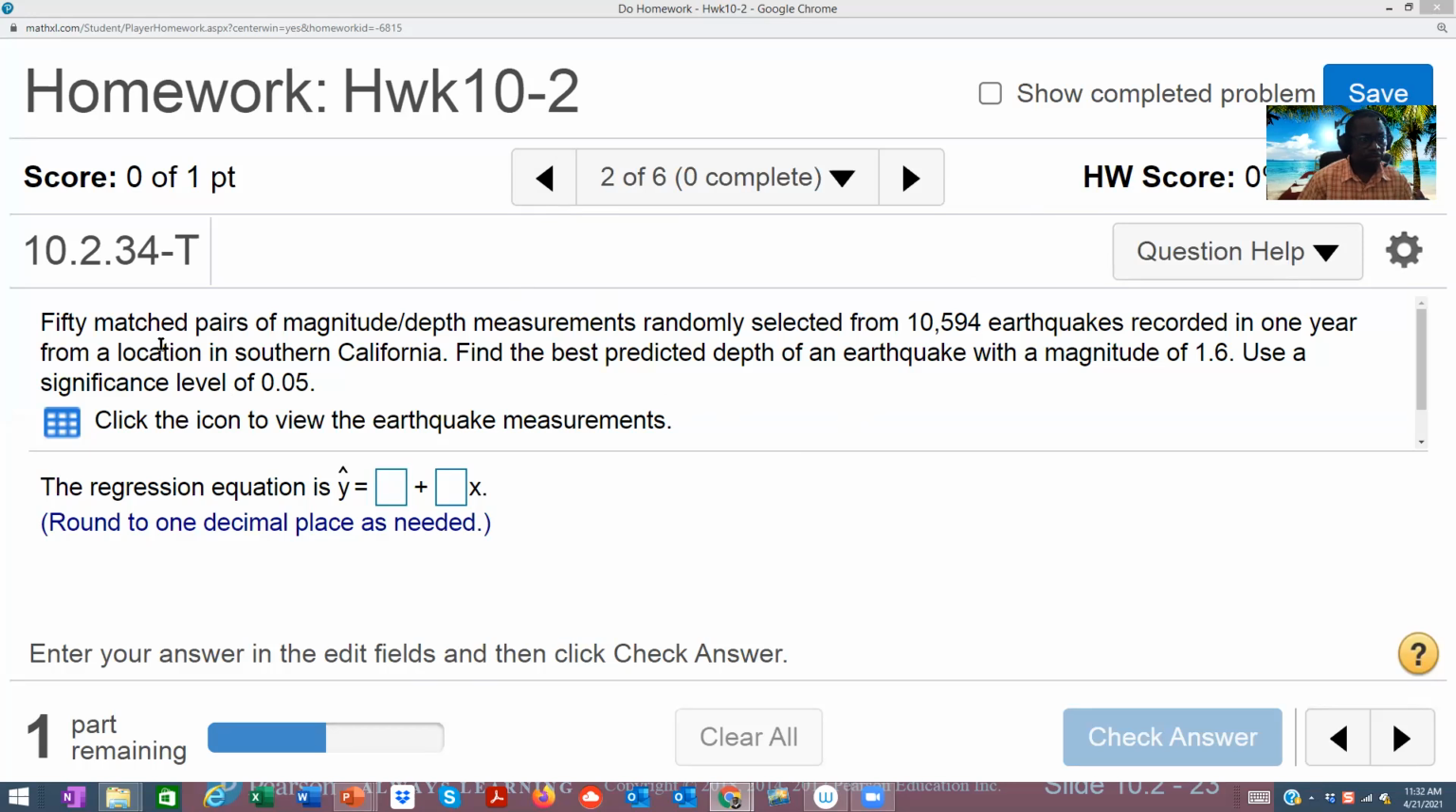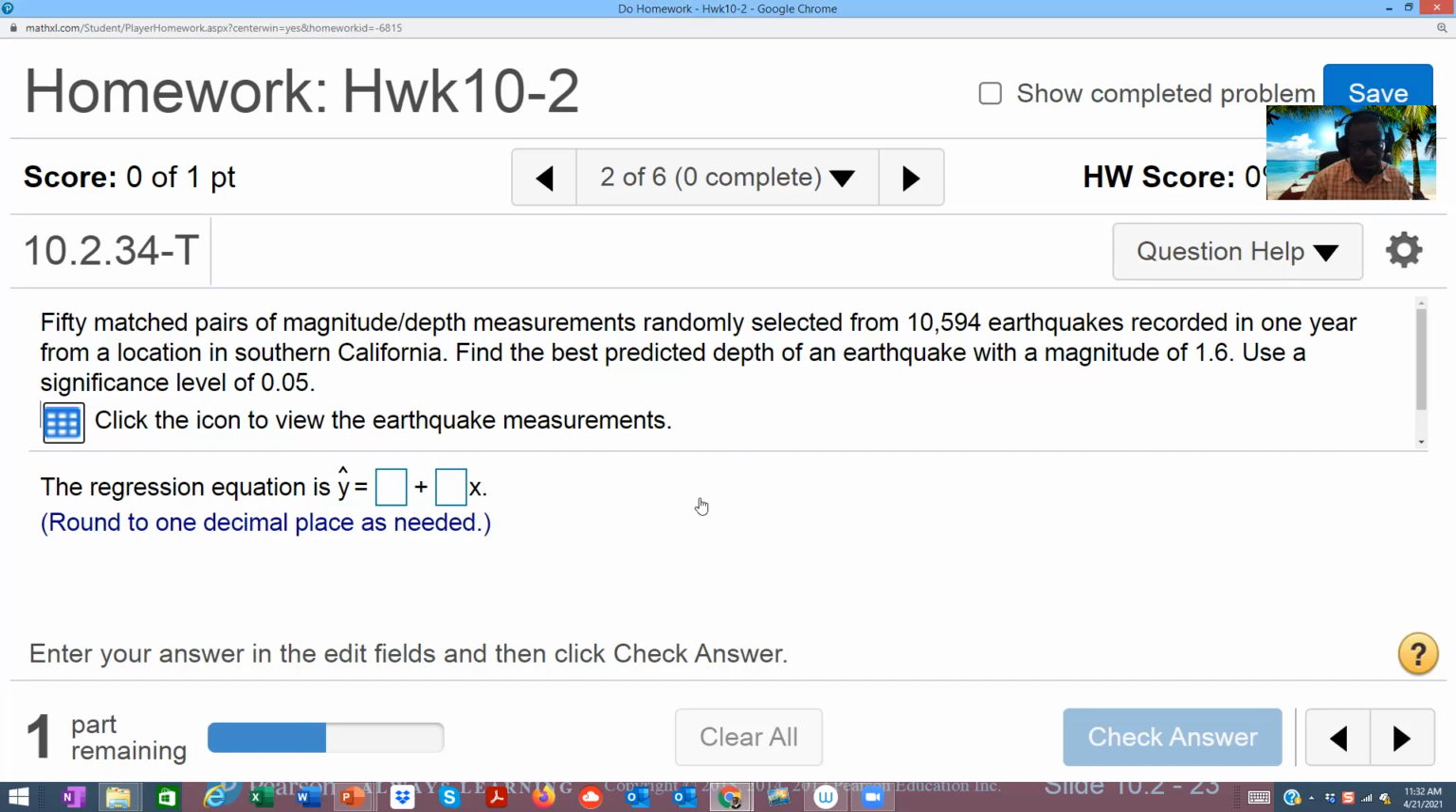They said 50 matched pairs of magnitude and depth measurements randomly selected from 10,594 earthquakes recorded in 1 year from a location in Southern California. Find the best predicted depth of an earthquake with a magnitude of 1.6. So we want to make a prediction for that using the model. So we have to see whether it's a good model or a bad model. Use a significance level of 5%.